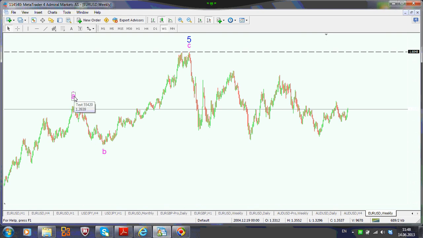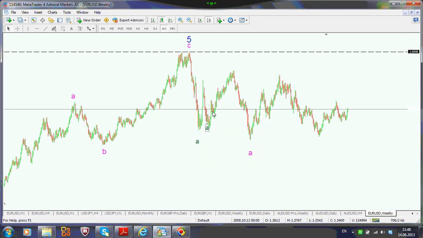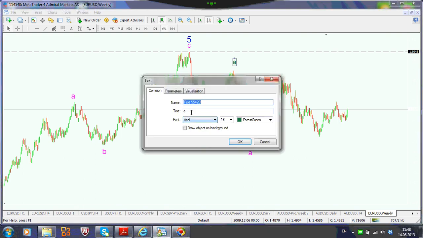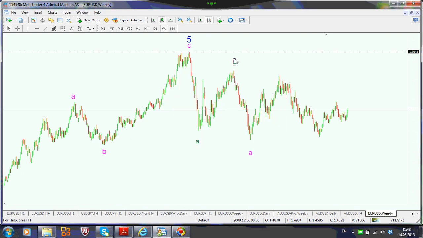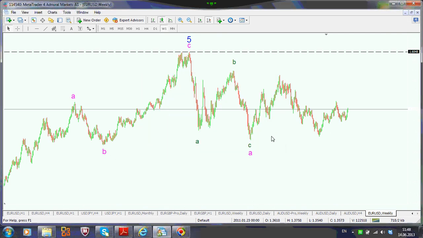wave A to be done only here, and as you can see, we have a nice structure like an ABC to the downside of a lower degree. So let's mark this as being of a lower degree. Let's say that this is another A of a lower degree, and let's make this green. So A, B, C.